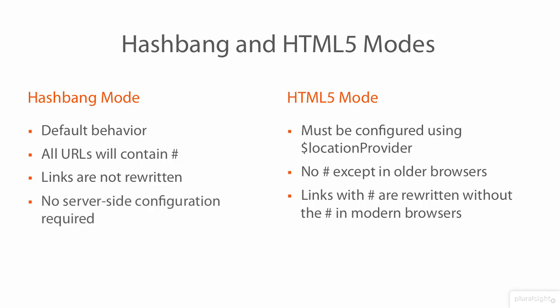Lastly, there is no server-side configuration required for Hashbang mode. However, if you want to run in HTML5 mode, you must configure your server to rewrite links to the entry point for your Angular app. That will make sure your Angular application gets loaded by the browser, and then Angular will take over the client-side routing from that point. I won't be covering server-side configuration in this course since that will be very different for every type of web server.